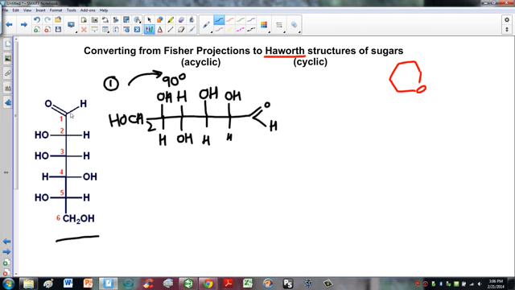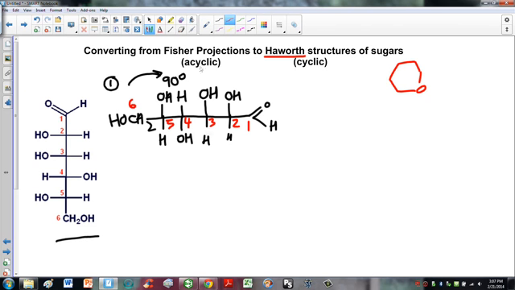Literally all we've done is take this and rotate it 90 degrees. If it helps, I'm going to put the carbon numbers on here and label them just so you can see what's what. Alright, so in here carbons 1 through 6, here carbons 1 through 6.